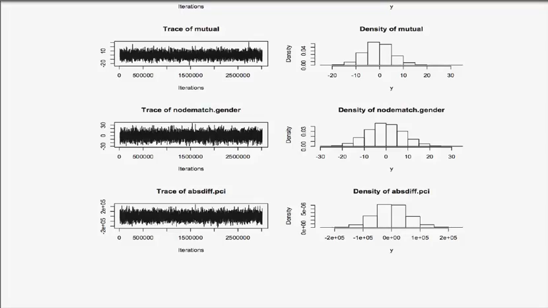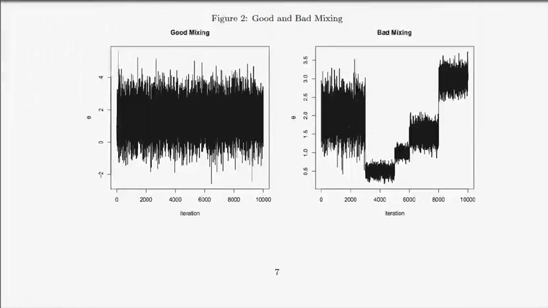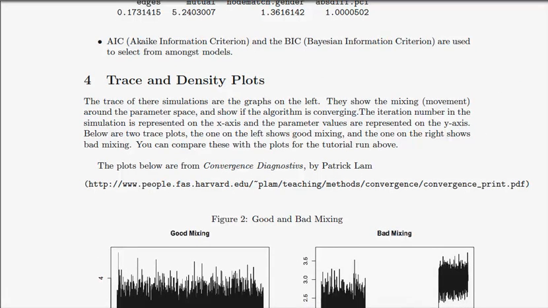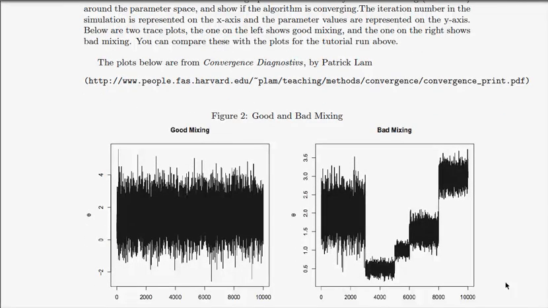If the mixing is not very good, it looks rather jagged, like here on the right hand side. You can compare these plots here with the plots that we got in actual running of the tutorials. What is mixing? Mixing is the movement around the parameter space as you run the different iterations of the simulation. So these are the iterations on the x-axis, and the parameter space is on the y-axis. Each iteration, the parameter estimate keeps fluctuating.